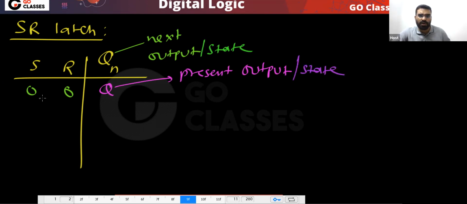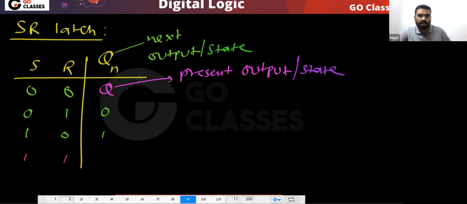So if both S, R are 0, there is no change; the state will not change. If S is 0 and R is 1, reset will happen. If S is 1 and R is 0, set will happen. And if both are 1, 1, what will happen? Can I say indeterminate? No, right? I told you that this is forbidden.